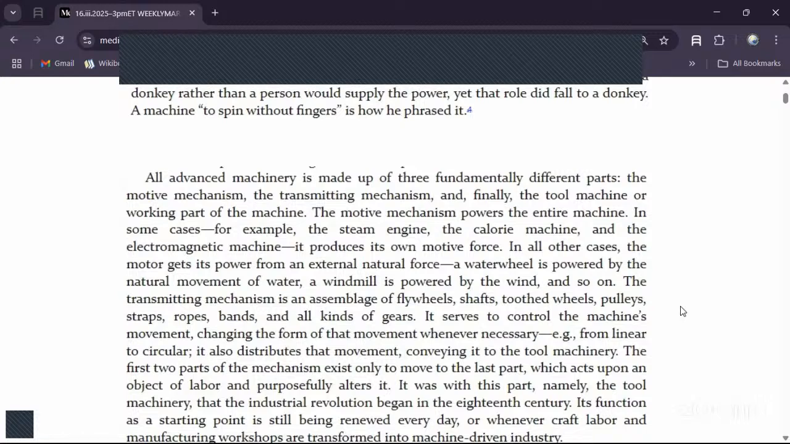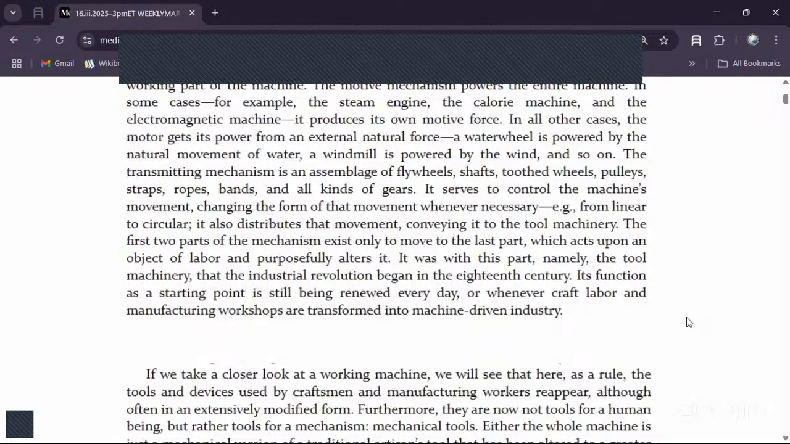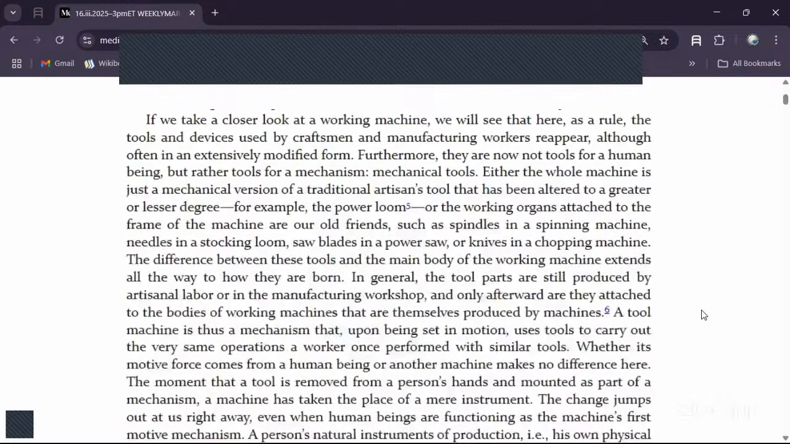The first two parts of the mechanism exist only to move the last part, which acts upon an object of labor and purposefully alters it. It was with this part, namely the tool machinery, that the Industrial Revolution began in the 18th century. Its function as a starting point is still being renewed every day, or whenever craft labor and manufacturing workshops are transformed into machine-driven industry.